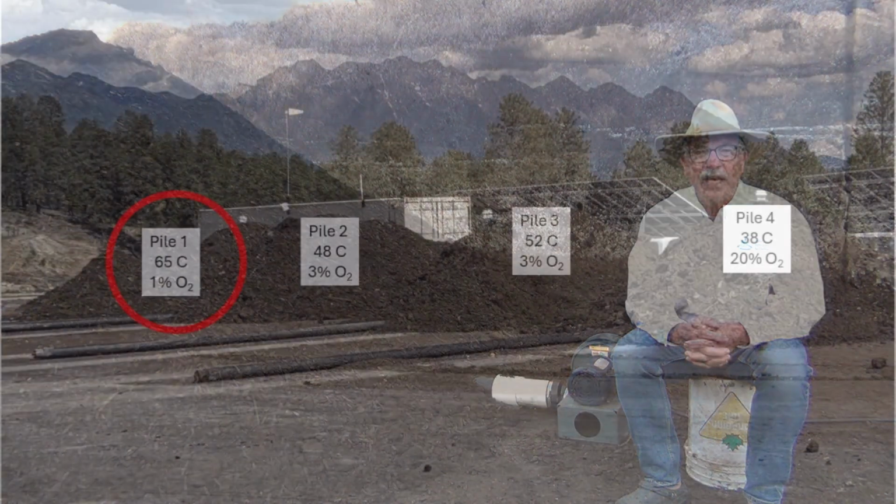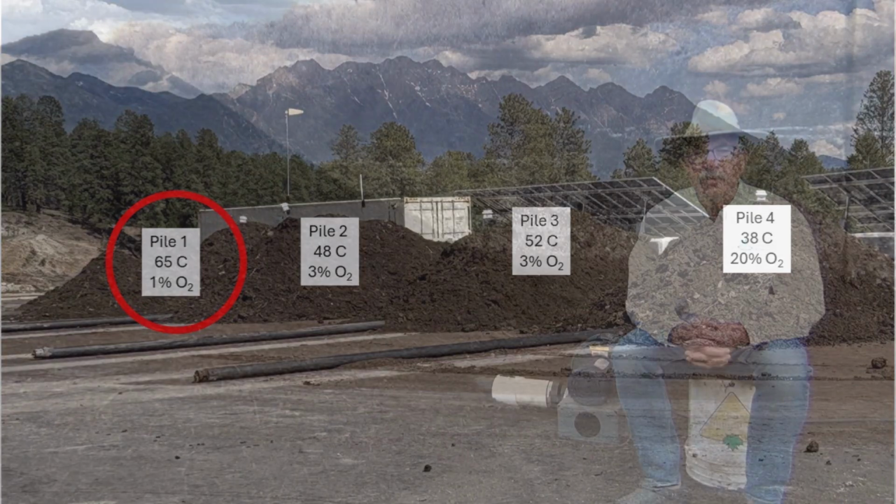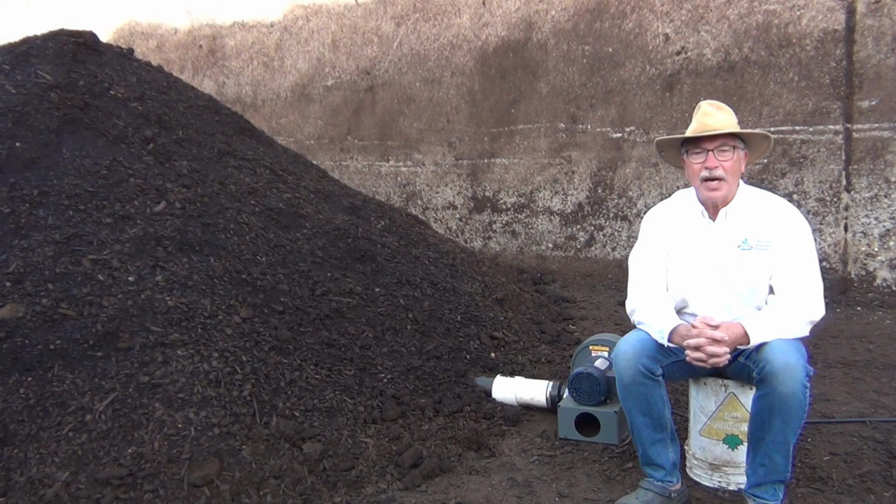Pile 1, on the other hand, had an oxygen concentration of 1%, suggesting that we may need to increase the aeration rate to provide enough oxygen for the microbes. The amount of oxygen in the pile depends on when the blower was last running.